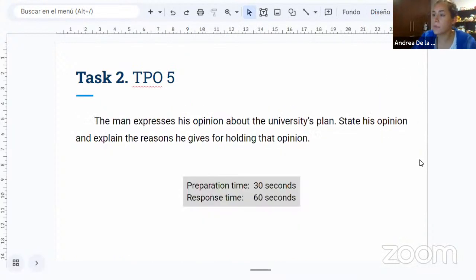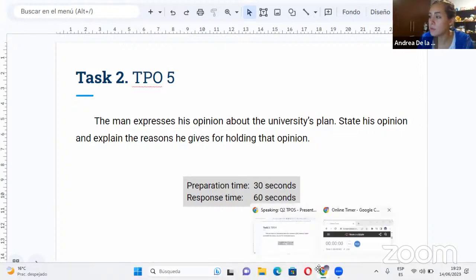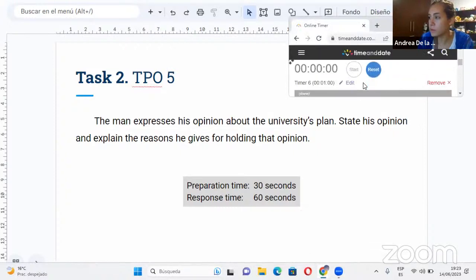Now the man expresses his opinion about the university's plan. State his opinion, and explain the reasons he gives for holding that opinion. Now you will have 30 seconds to prepare your responses.